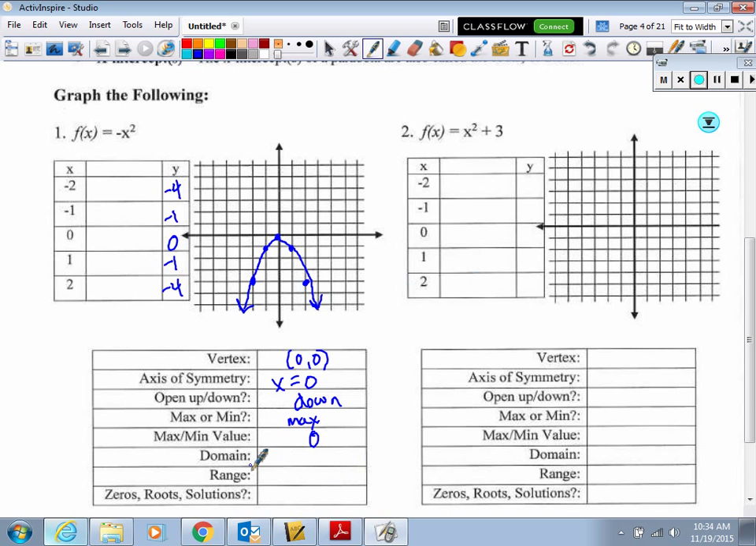And then we'll do another one so you can see something a little different. Domain is still all real numbers, so that's an easy one. And then your range is y is less than or equal to 0 because it's all the points going down this way. And it still only has a 0 or a root of 0. Okay? Let's do the next one.